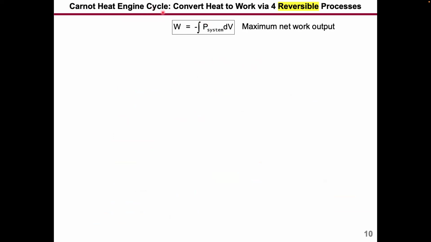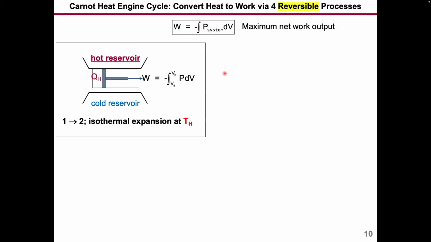And this cycle, we already hinted to you previously, the Carnot cycle involves reversible processes. More specifically, it converts heat to work via four reversible processes. Okay. And when we are talking about reversible processes, we know the system pressure is always equal to external pressure. We have the maximum net work output during expansion, and then the Carnot cycle will have the highest efficiency. Okay. So what are the four steps?